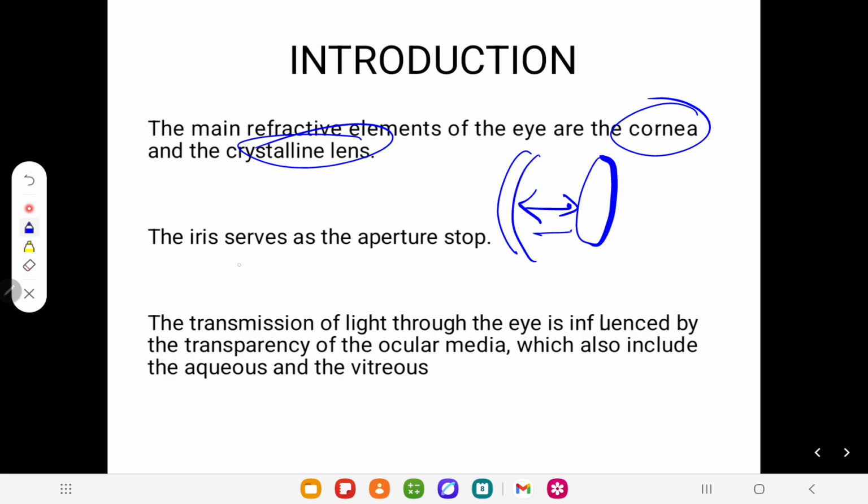It's centrally important. And the iris surfaces are the aperture stop. We know it. What is the aperture stop for? Because of the aperture stop, light is controlled for the retina, but at the same time the aperture stop helps to define the entrance pupil and exit pupil too. So transmission of light through the eye is influenced by the transparency of ocular media, which also includes aqueous and vitreous.